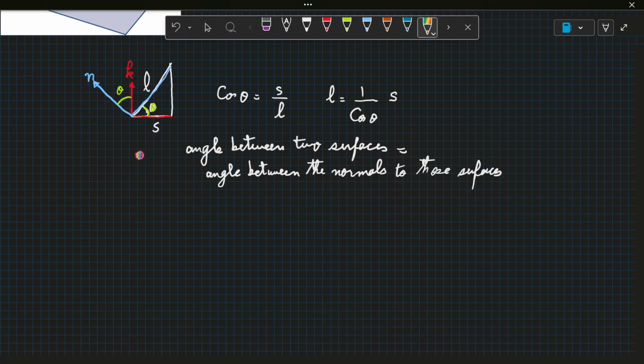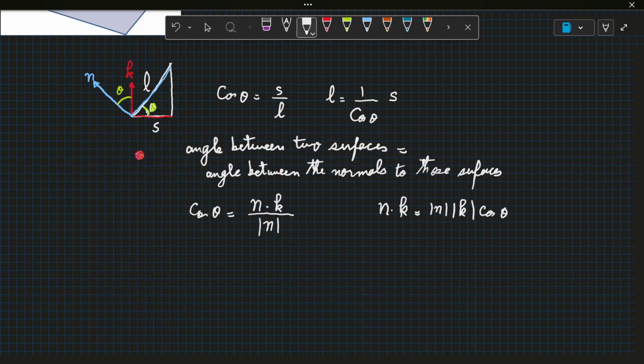Now another fact that we remember from our trigonometry or beginning calculus is that the cosine of theta, I can write it as n dotted with k divided by the length of n itself. So you remember the dot product property from perhaps your physics or calculus 2 classes. This was the length of n times the length of k times the cosine of the angle between the two of them.